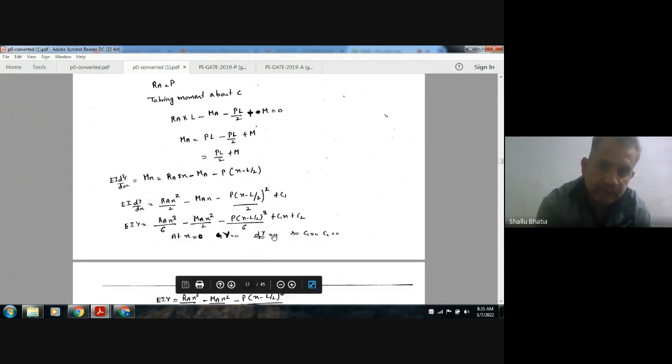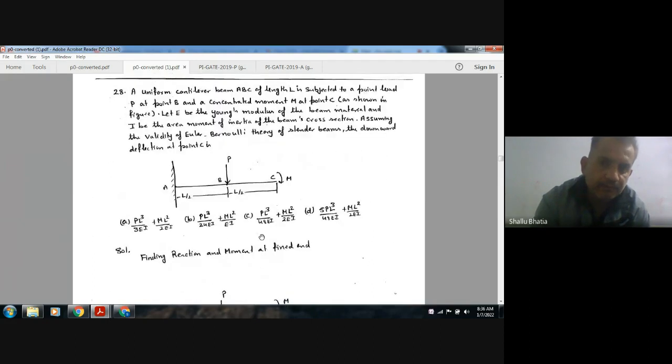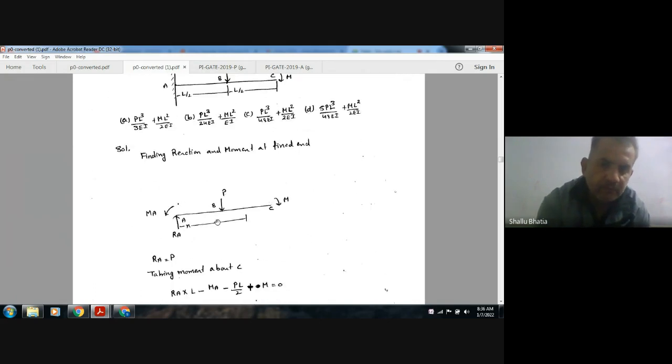And when x is 0, dy by dx is 0. So this quantity is 0, this quantity is 0, this quantity is also 0, since the bracket is coming out negative. So C1 is equal to 0. So it means both the constants are 0. Now we have the equation as EI y is equal to RA x cube by 6 minus MA x square by 2 minus P(x minus L by 2) cube by 6. Now putting x is equal to L, we have to find out the deflection at C. So x will be L.